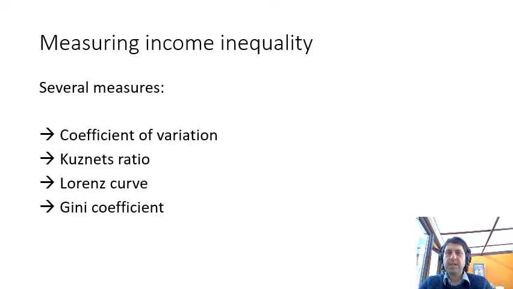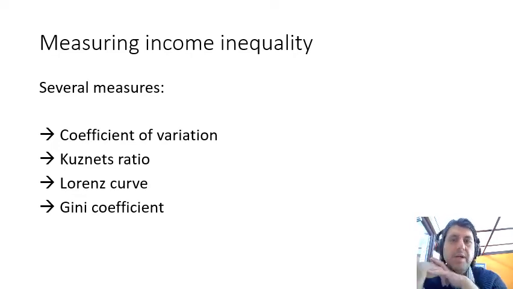For both poverty and income inequality, we talked about different ways to measure these things. So for example, here we see income inequality being measured using the coefficient of variation, Kuznets ratio, the Lorenz curve, the Gini coefficient. I would expect you to know what these are.